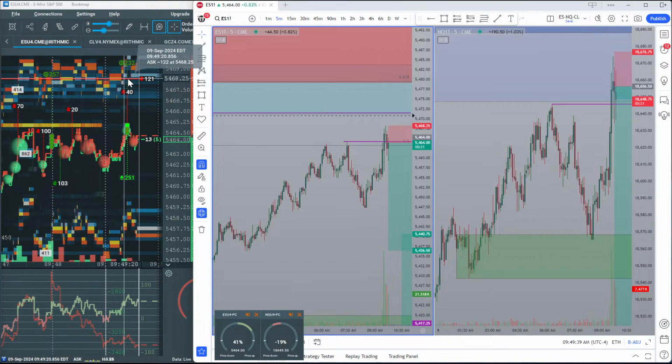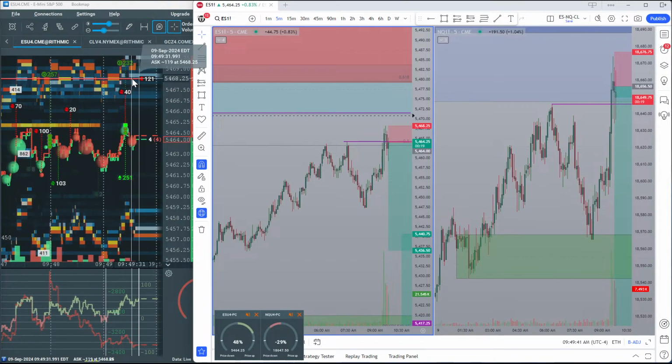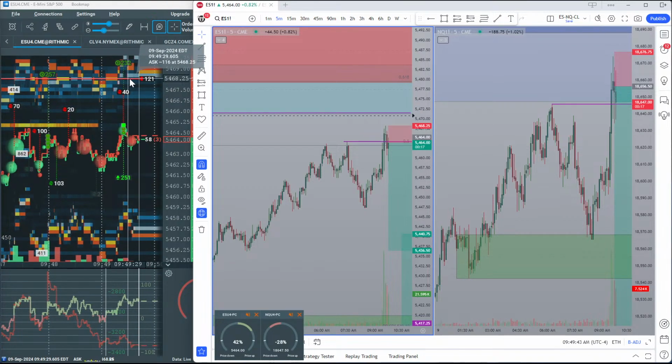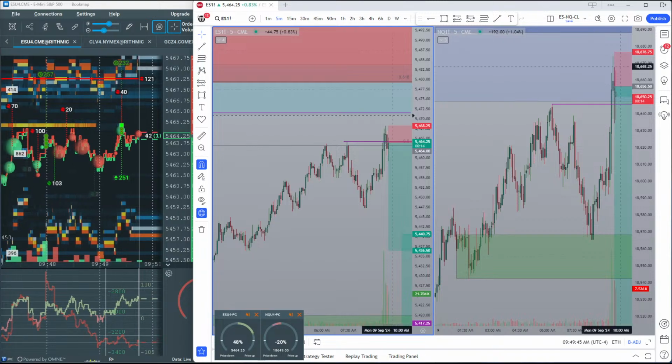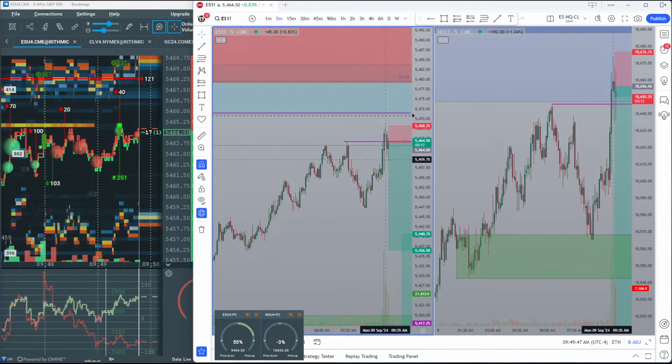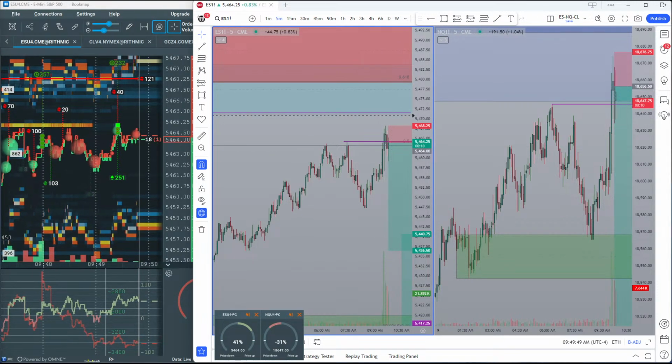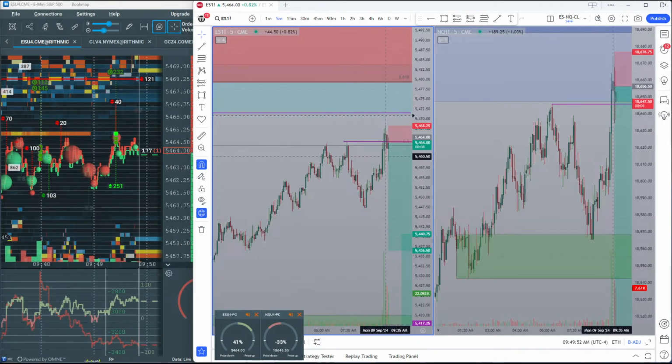54.68.25. That's the new high. That would be a new high of the day on ES, and it would be a strong iceberg. So that might be potential to go short again.